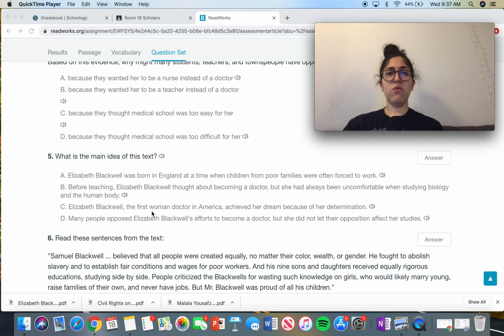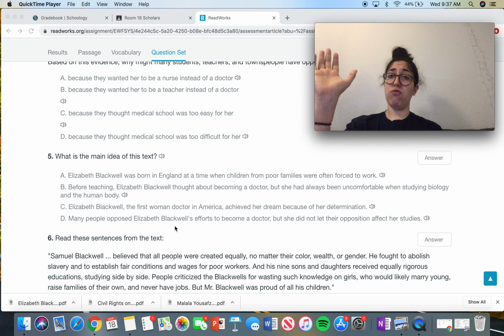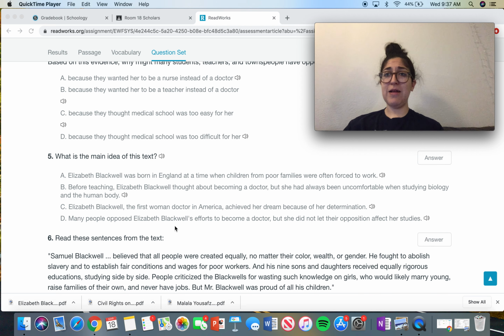In other words, when I look at C, part of that is that people opposed her efforts, but she continued to try. When I look at D, it's a little bit more specific. When I look at C, it's a little bit more broad. And when I'm looking for a main idea, I am looking for something that's sort of broad. So C is going to be my best answer here.